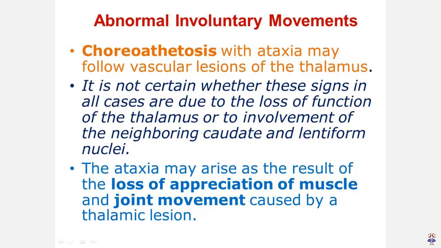Next we come to abnormal involuntary movements. This is choreoathetosis with ataxia and may follow vascular lesion of the thalamus. It is not certain whether these signs in all cases are due to the loss of function of thalamus or to the involvement of the neighboring caudate nucleus and the lentiform nucleus. These are part of the corpus striatum. The ataxia may arise as a result of loss of appreciation of muscle and joint movement caused by thalamic lesion.